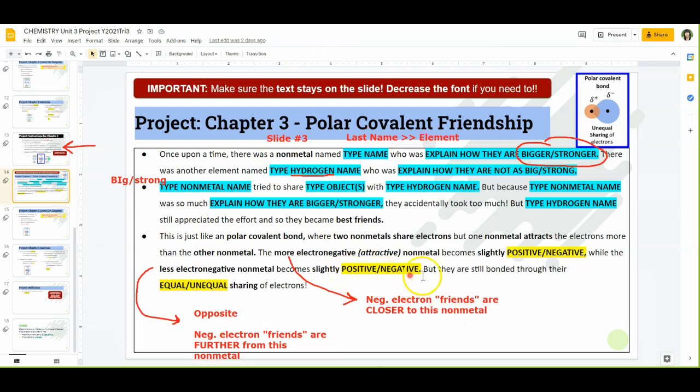All right, but they are still bonded through their equal or unequal sharing of electrons. Remember, one of them is more electronegative, so one of them is winning the tug of war. So think about, is that going to be equal sharing or unequal sharing of electrons? Remember, someone is better at the tug of war on electrons. Okay, so that should help you figure out if that should be equal or unequal sharing. Let me go ahead and just put that there. All right, so at this point you should be able to complete your slide number 14. Go ahead, pause the video, and then we'll do the analysis together.